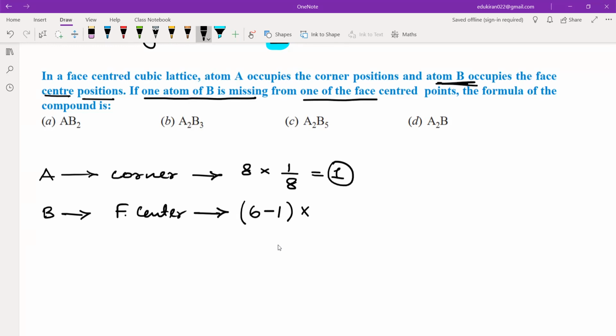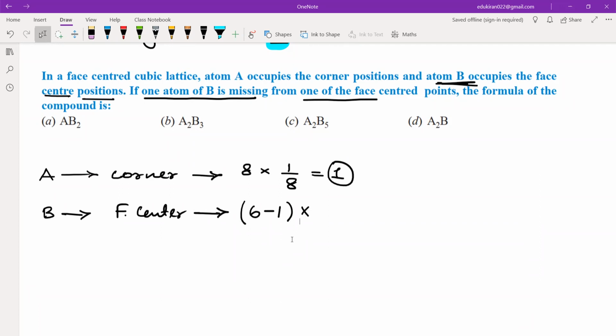1. That is what you people have to remember. Look and tell me, what is the contribution of face center atoms?